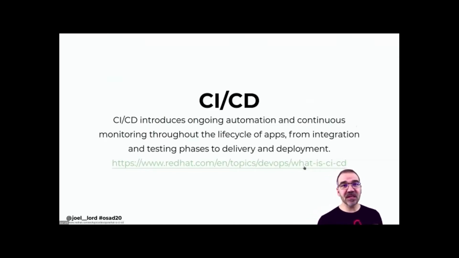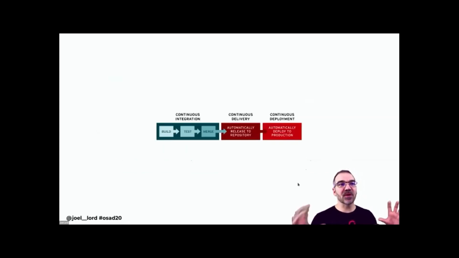So to define CI/CD, just to make sure everybody's on the same page, Red Hat, I think, has a very good page that describes everything about CI/CD. You can take a look at that. Once again, I'll share the link at the end. But CI/CD introduces ongoing automation and continuous monitoring throughout the life cycle of apps, from integration and testing phases to delivery and deployment. So basically, you can put that inside a small chart to make it cute.